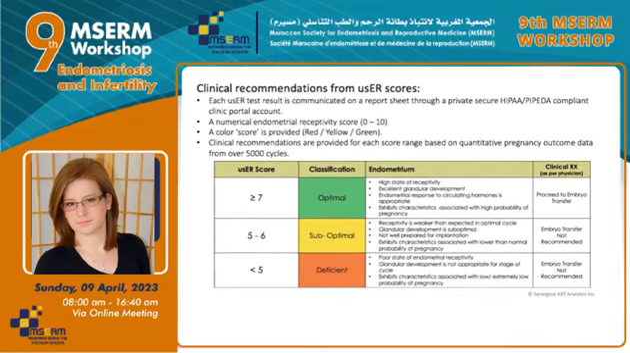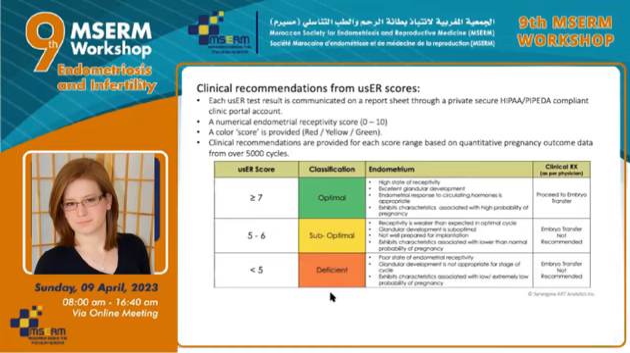So which brings us to the clinical recommendations for user scores. The scoring system is on a 10-point scale, with 0 being the lowest receptivity and 10 being the highest possible receptivity. Scores between 7 and 10 are considered optimally prepared endometrial environments, and the recommendation is to proceed to embryo transfer. Scores of 5 or lower are considered deficient, and they have a very low probability of supporting pregnancy.